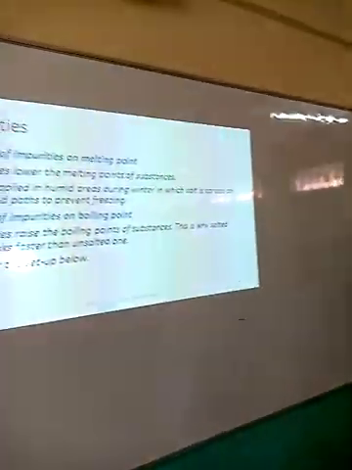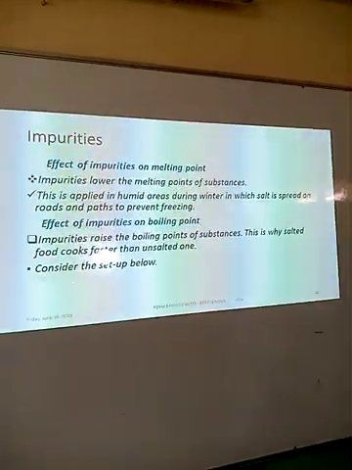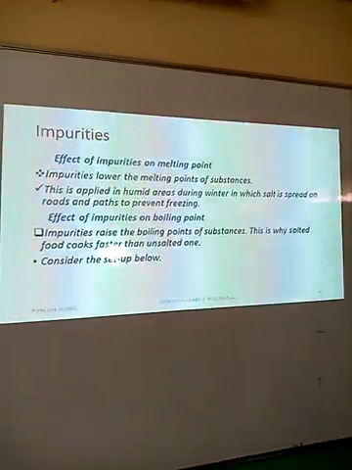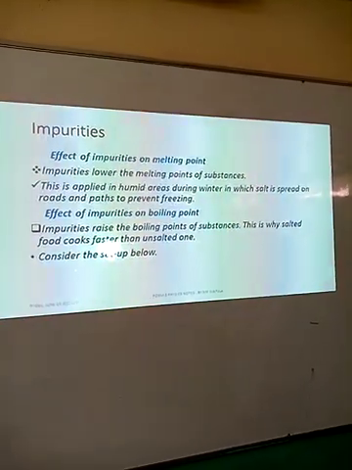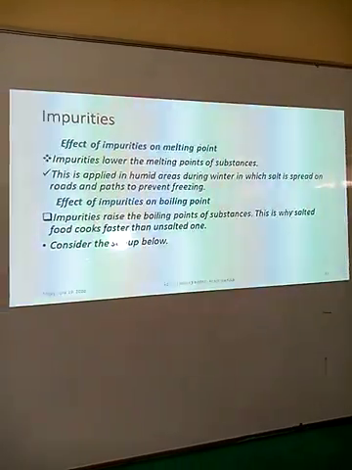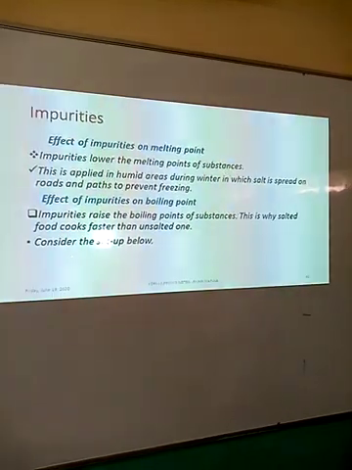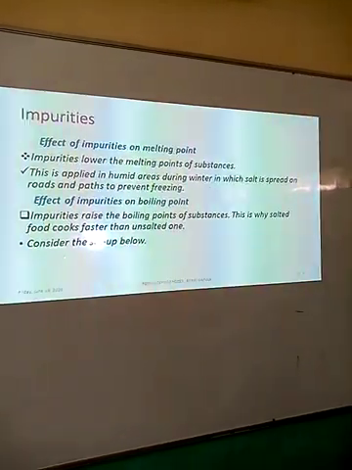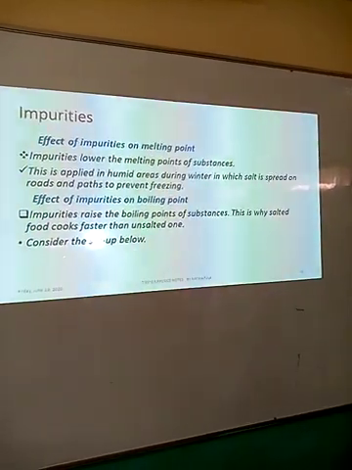We want to proceed with the factors that affect melting point and boiling point. We have already looked at how pressure affects melting point, a process that we call regelation. So we want to look at the second factor and how it affects melting point, that is impurities. I've already said that impurities lower the melting point of substances, and this is applied in humid areas during winter, in which salt is spread on roads and paths to prevent freezing.